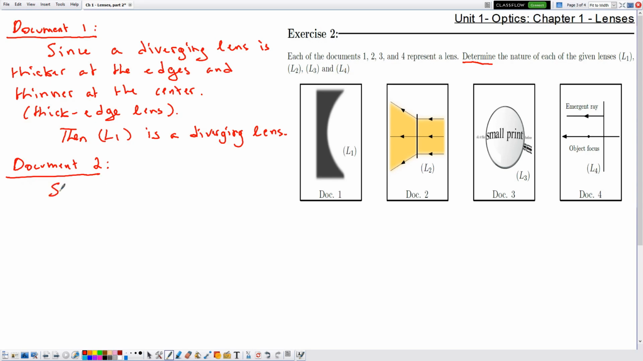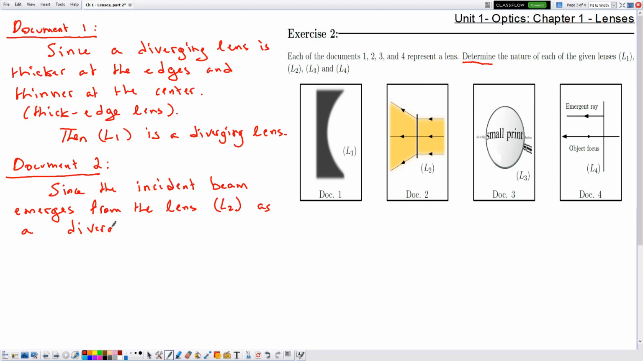We can say that since the incident beam emerges from the lens L2 as a diverging beam, this means that L2 is a diverging lens.